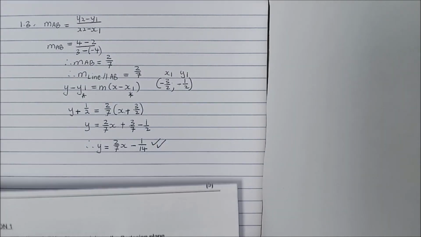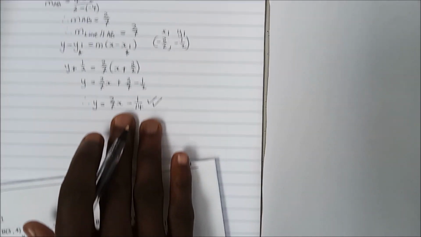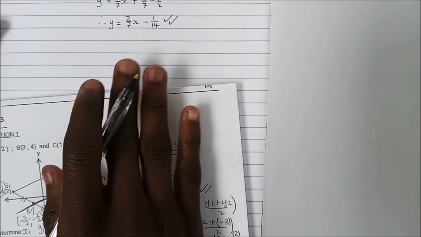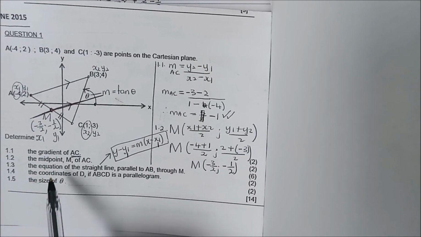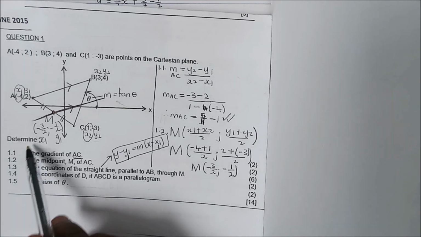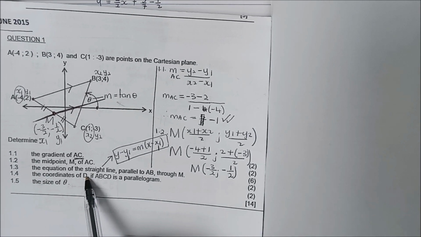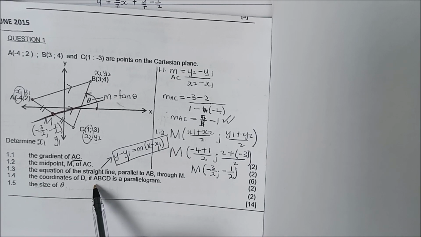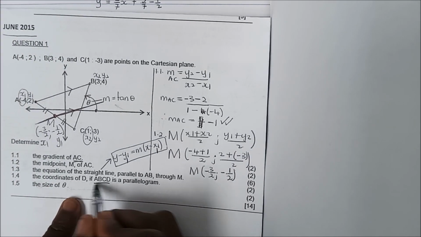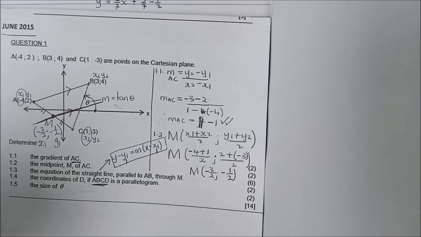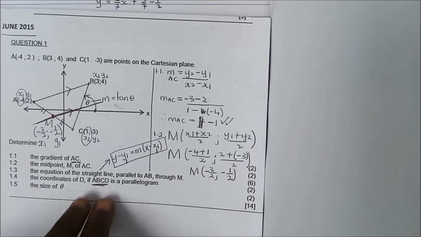So now we're going to 1.4. So now let's see what 1.4 has for us. They're saying in 1.4, determine the coordinates of D if ABCD is a parallelogram. So now this thing is in order, guys. Don't make a mistake. It's in order.